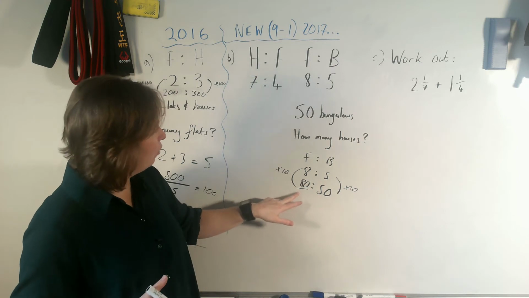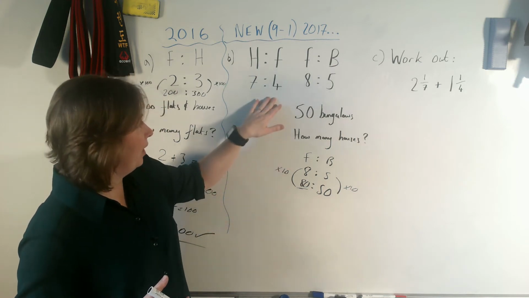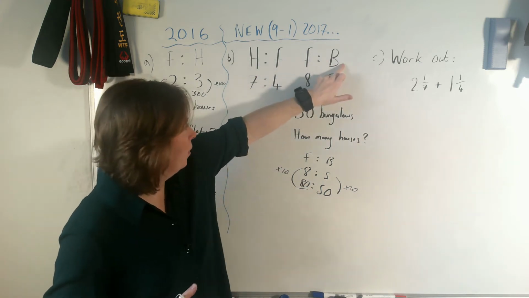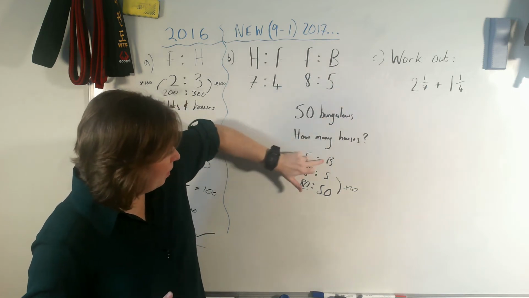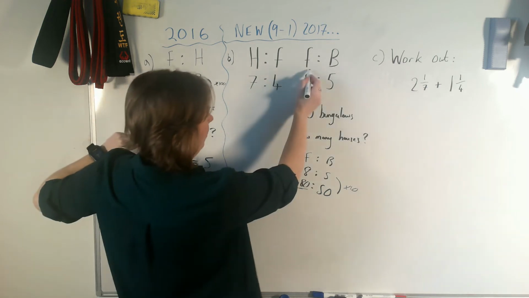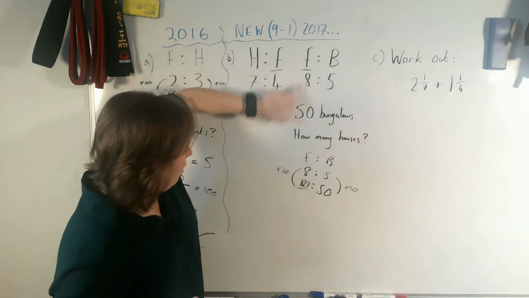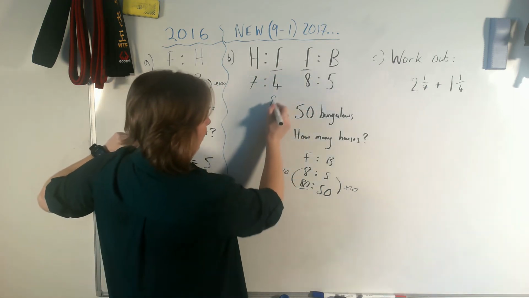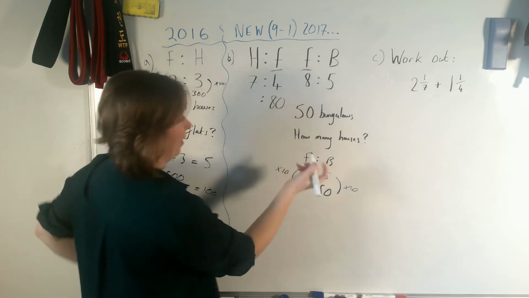What they're missing is realising they can take this information and put it into here. Flats to bungalows. Flats is 80, bungalows 50. There's no bungalows in here, but there is flats. Look, flats there and flats there. There are 80 flats, so 80 can also be written in here. And then I can repeat the process.